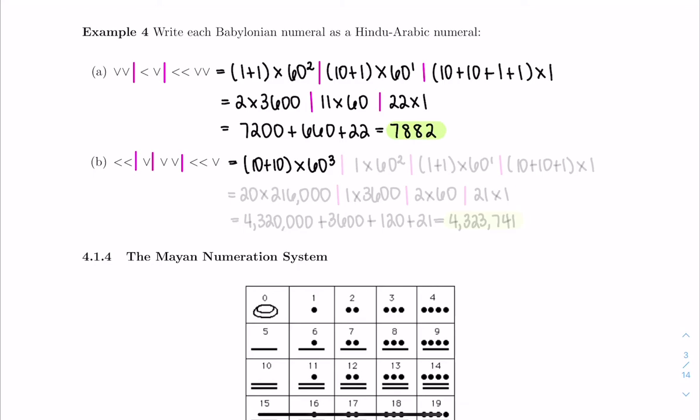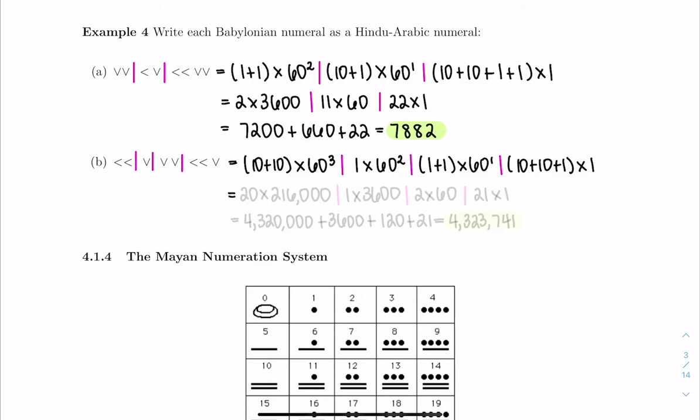Let's move on to the next one. We have just a single V. Well, that's just 1. And so that's going to be in the 60 squared position. In the next slot, we have 2 V symbols, and that's 1 plus 1, and that's going to be in that 60 to the first positional value. And the last one, that's going to be 10 plus 10 plus 1, and then times that first positional value.